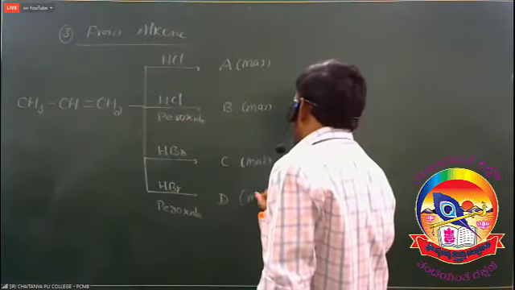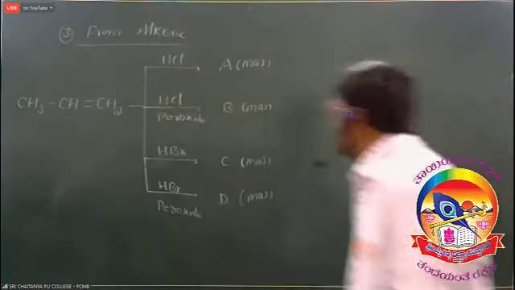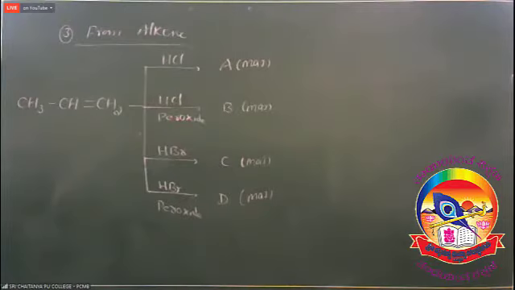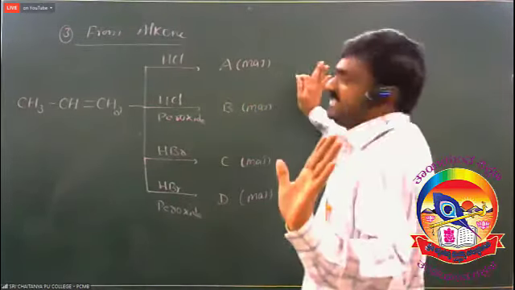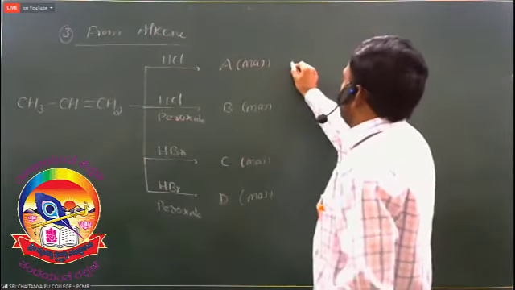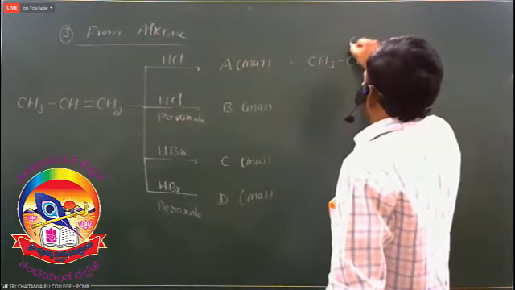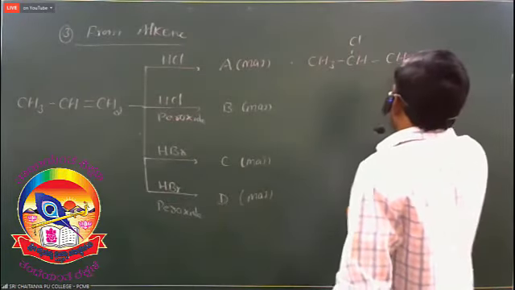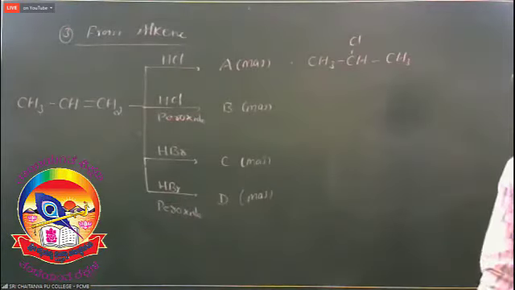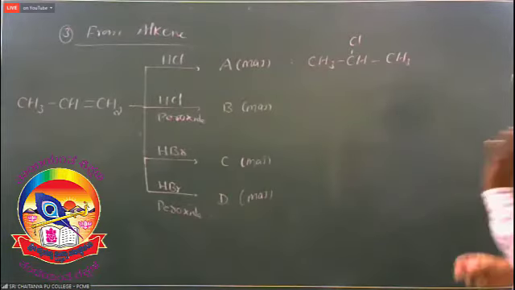So what are A, B, C, and D? In this conversion, consider all are major products. With HCl, according to Markovnikov rule, 2-chloropropane is the major product. What is the minor product? 1-chloropropane is the minor product.